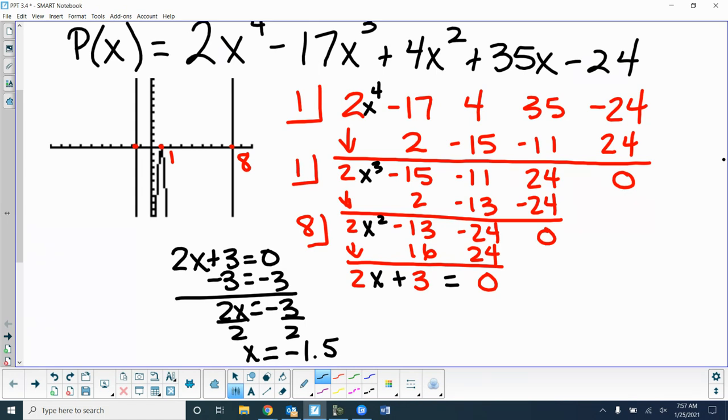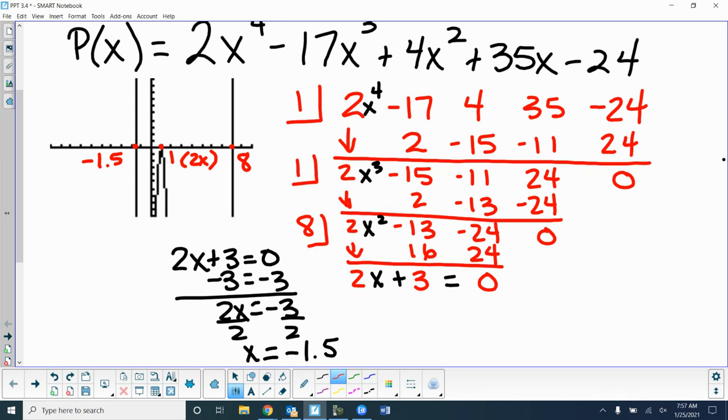Right. So there's our 4 zeros. Negative 1.5, 1, 2 times, multiplicity of 2 because it bounced, and 8. There's my 4 zeros. That's basically what we did on the quiz Friday, right?